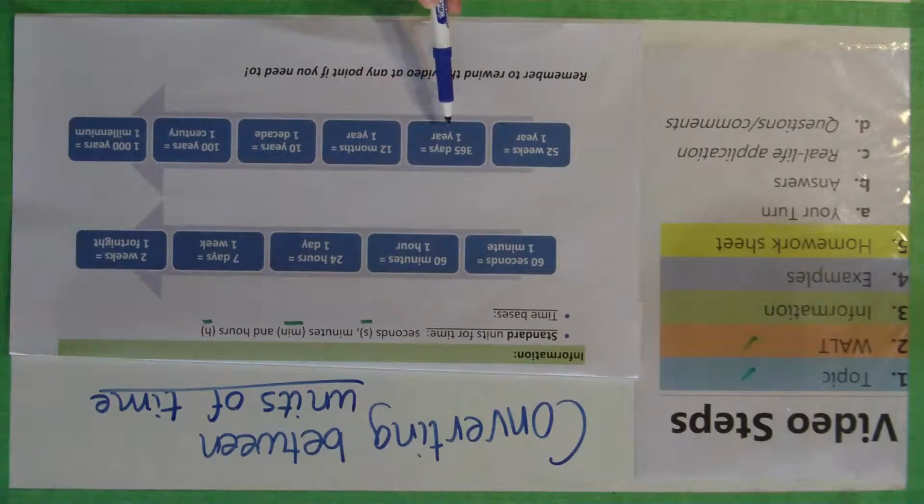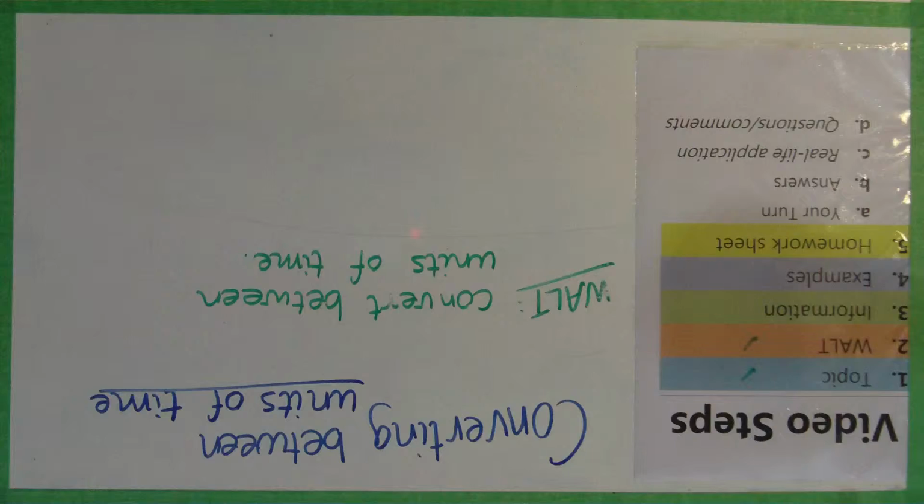365 days equals 1 year, unless we're talking about leap years. 12 months is 1 year. 10 years is 1 decade. 100 years equals 1 century, and 1,000 years is 1 millennium. Please remember to rewind the video at any point if you need to. So let's move on to some examples.